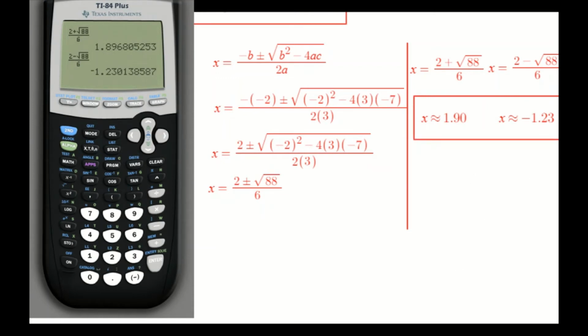So we're expecting, if I were to throw that into the graph, and we might as well do that, I mean, we've got it right here. If I type in 3x squared minus 2x minus 7, my graph should show x-intercepts at just before 2, at 1.9, and then negative 1.23. And we don't need to zoom or anything to really double check that, but it looks pretty good. It looks like those are probably right.